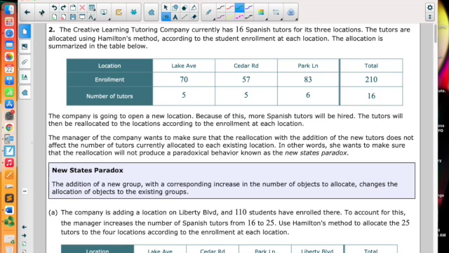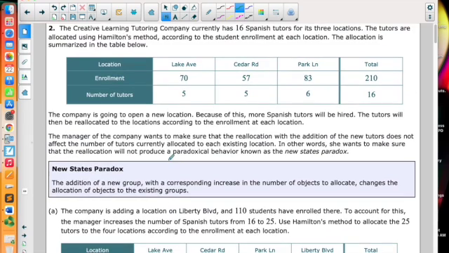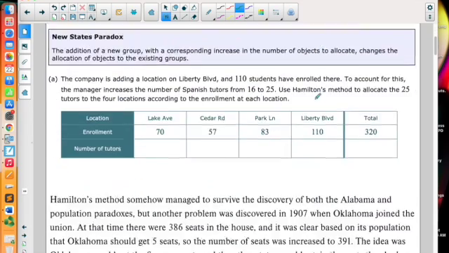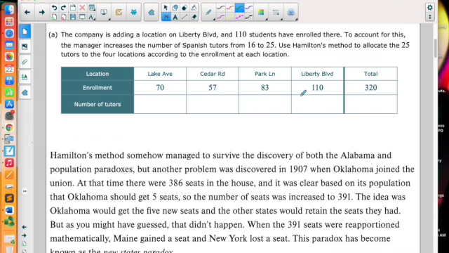So let's now take a look at what happened when they added their new location. Right now, Lake Avenue had 5, Cedar Road had 5, and Park Lane had 6. So 5, 5, 6. Now they're adding Liberty Boulevard. Let's see what that does.